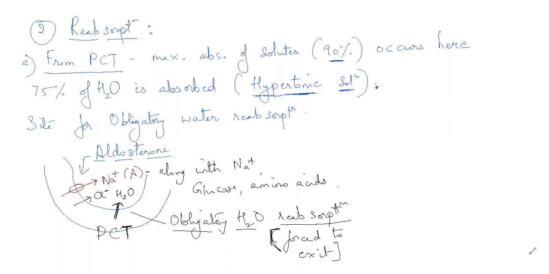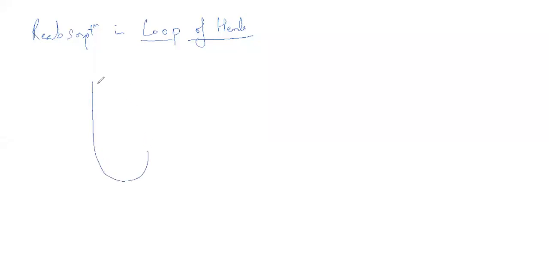Next page. Reabsorption in loop of Henle. Henle's loop. The loop of Henle has two parts. The thin segment continues into the ascending limb, two-third part of the ascending limb, and then the thick segment arises.